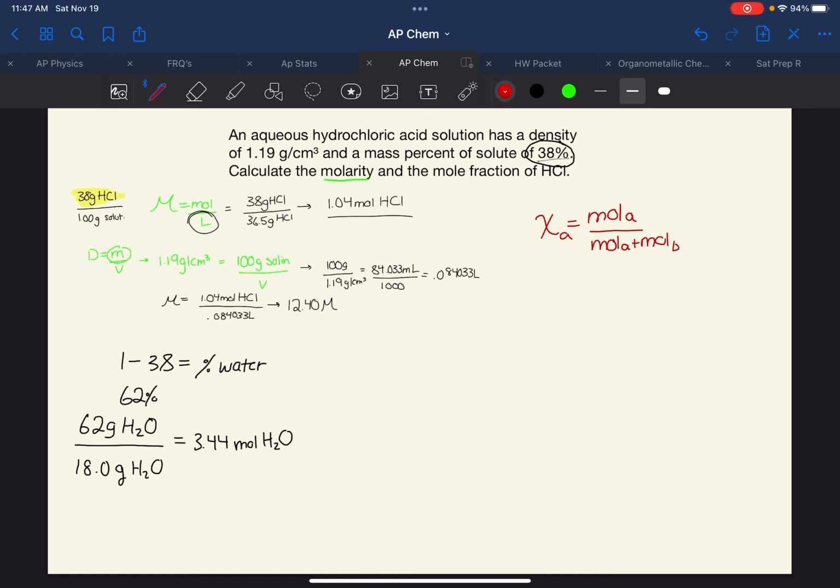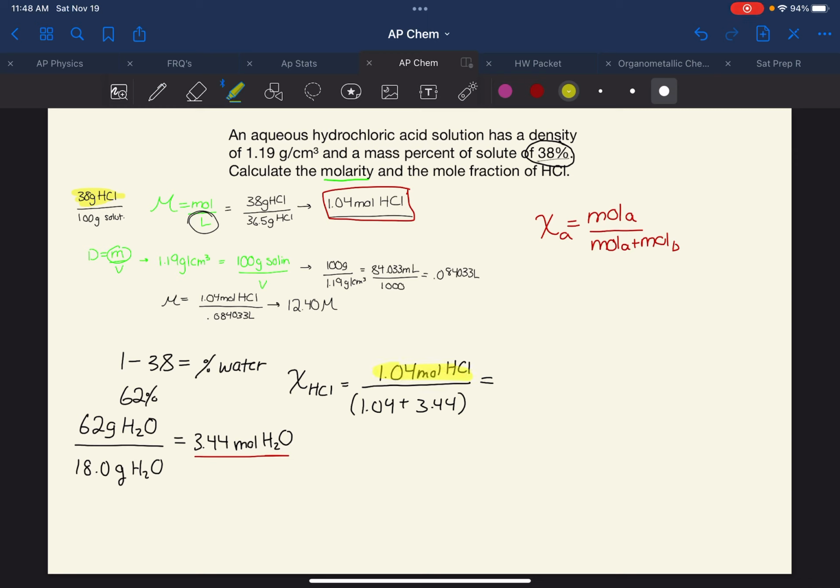Your mole fraction is going to be this plus this mole you found right here. And since you're solving, this is going to be your divisor. So you're solving for the mole fraction of HCl. So it's going to be equal to 1.04 moles of HCl over 1.04 plus the 3.44 moles of H2O, because you're basically solving for this segment. So it's kind of similar to mass percents and things like that, but instead of mass, it's moles.